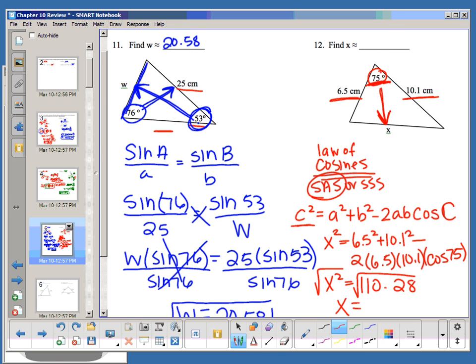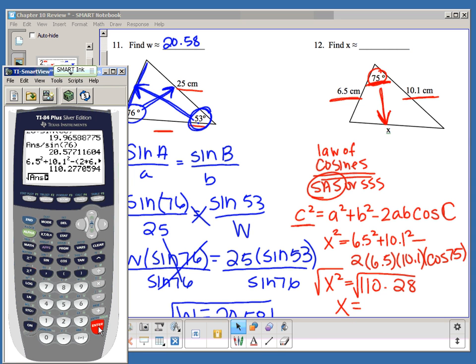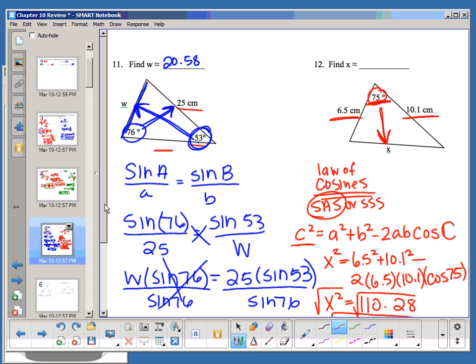I get x equals 10.5. Oops, ignore that second one. I hit it twice. 10.5, and we're in centimeters. So then go back up here. Does it seem reasonable that this side equals 10.5? And yes, I think it seems reasonable because my other sides are near that. It's not massive or way too small.